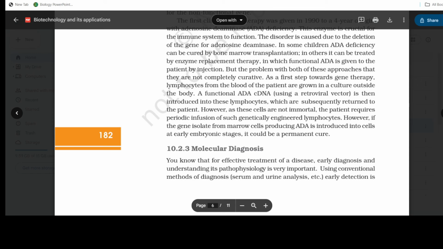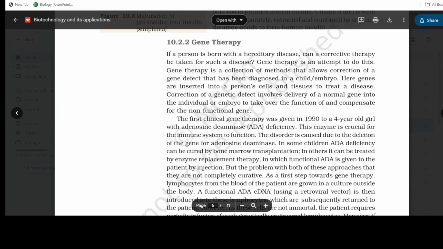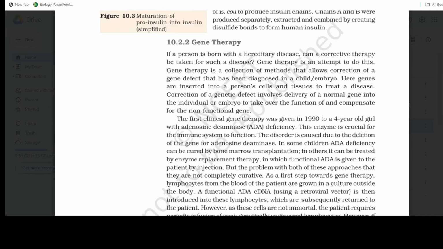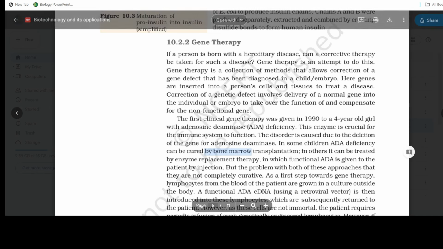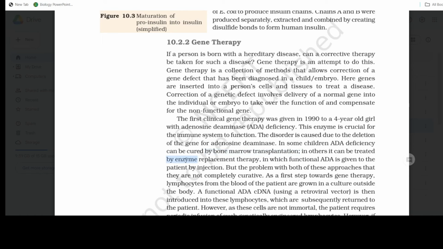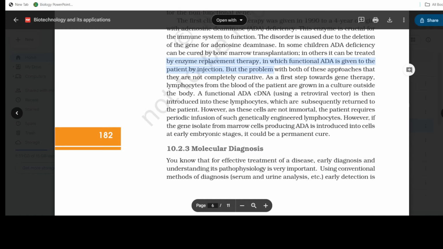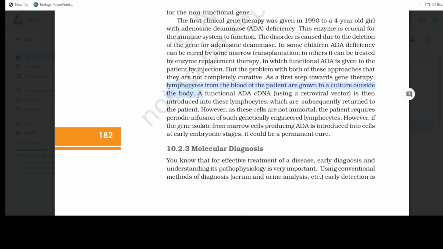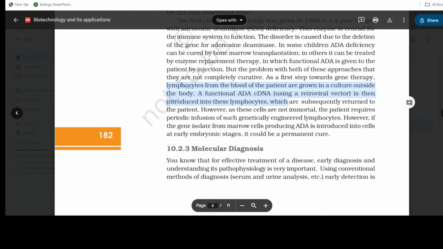So this is about gene therapy. Now our question is, what treatment can be given? One is bone marrow transplantation. The other one is enzyme replacement therapy, and the next one is gene therapy. You have to write the sentence: in gene therapy, the lymphocytes of the blood are taken out and cultured, where the ADA complementary cDNA is inserted using a retroviral vector, and then it is infused back into the patient's body. So these are the three possible treatments. Clear? Let's move on to the next question.